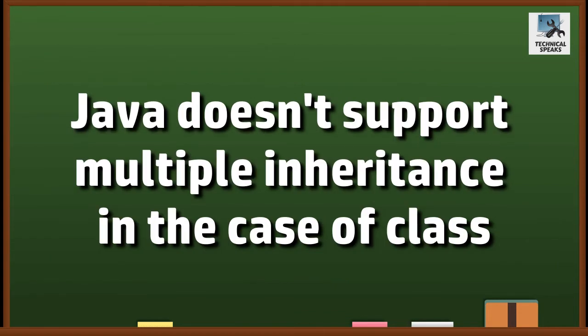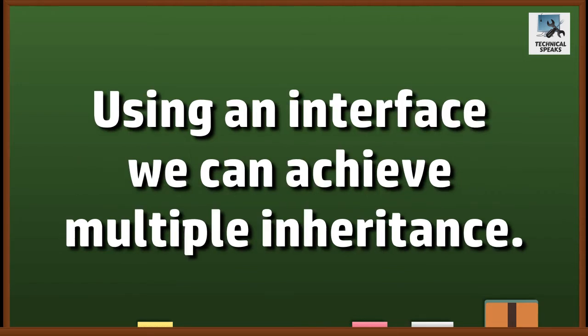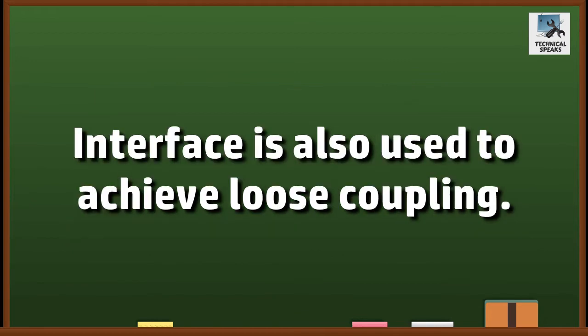The second reason is that Java doesn't support multiple inheritance in the case of classes, but by using an interface, it can achieve multiple inheritance. We will discuss inheritance in the next video. The third one is that interface is also used to achieve loose coupling. So what does loose coupling mean? I will explain it later in this video.